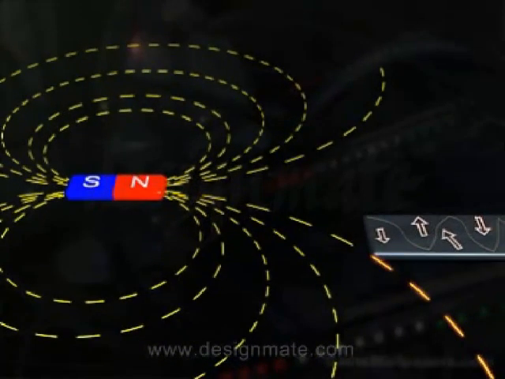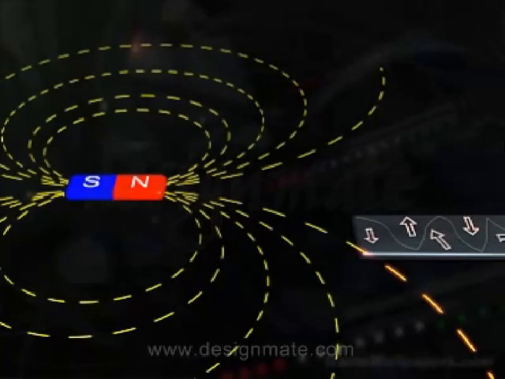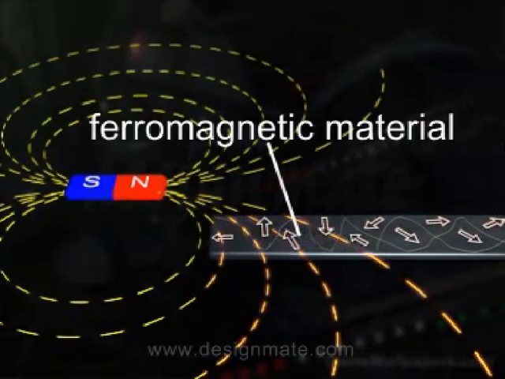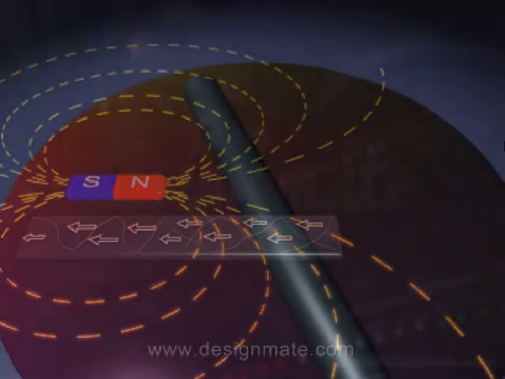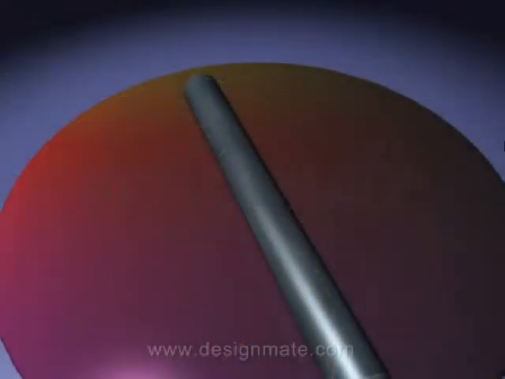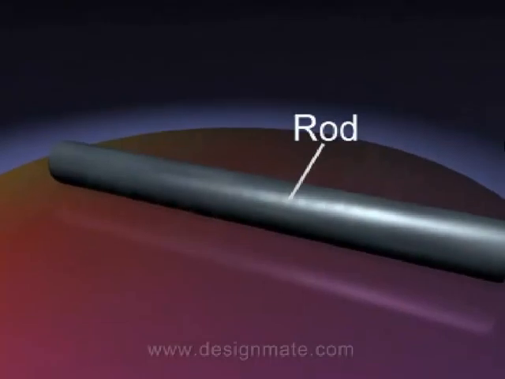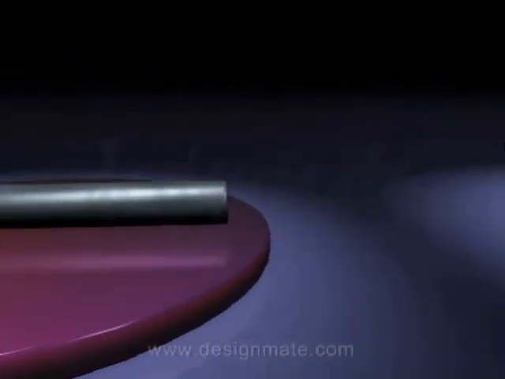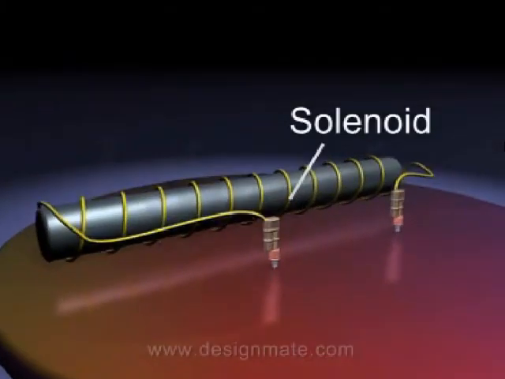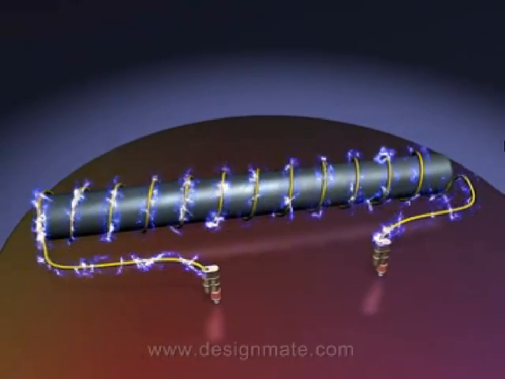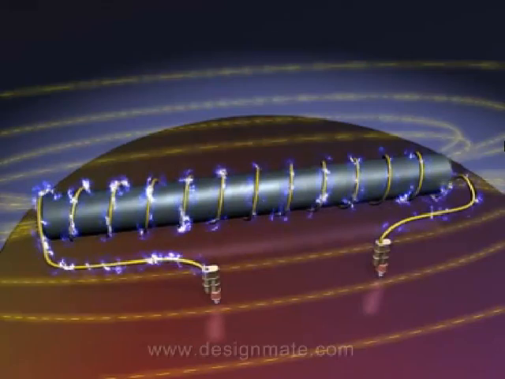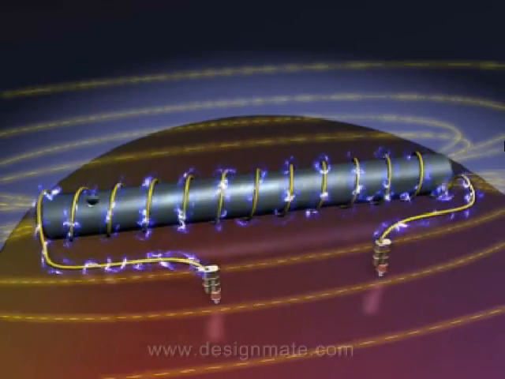The effect of an external magnetic field on ferromagnetic materials is quite interesting. To study it, let us perform a simple experiment. Keep a rod of ferromagnetic material inside a solenoid. On passing a current through the solenoid, the magnetic field generated induces magnetic moment inside the rod.